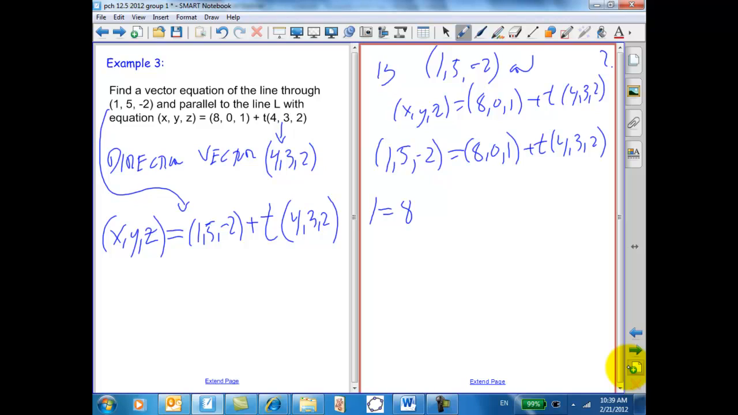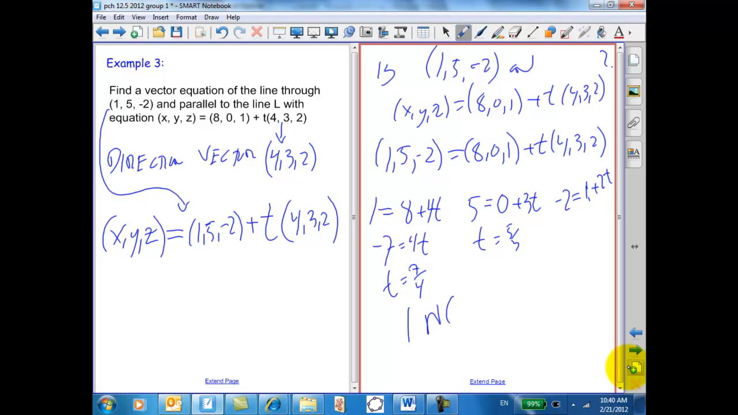1 equals 8 plus 4t. 5 equals 0 plus 3t. Negative 2 equals 1 plus 2t. So, negative 7 equals 4t, t equals negative 7/4. Don't just say yes, it happens that t equals negative 7/4. No, because now over here you get t equals 5/3. Inconsistent!